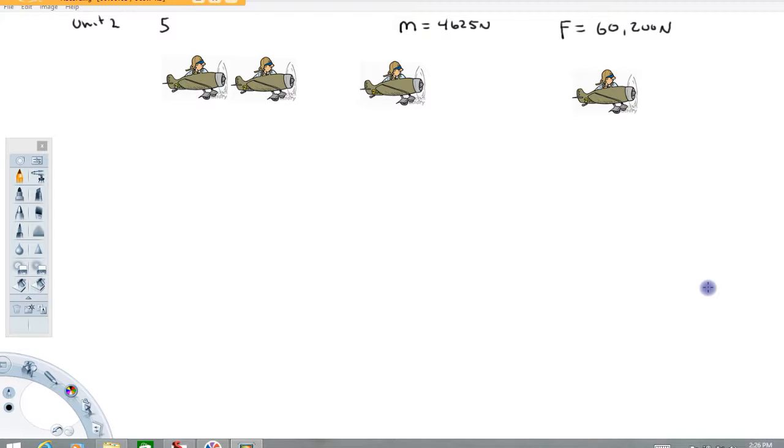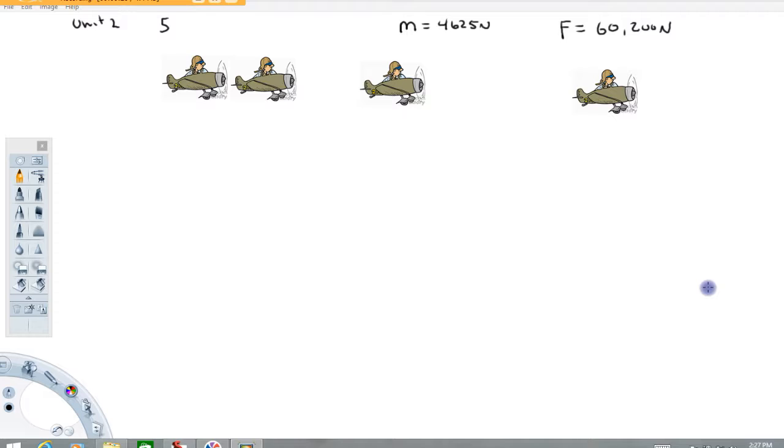The purpose of this video is to help you out with number 5 in unit number 2. It says, a jet aircraft with a mass of 4,600 some kilograms has an engine that can exert a force around 60,000 newtons. Part A, what is the jet's acceleration? Part B, what is the jet's speed after it accelerates for 9 seconds? Part C, how far does it go after 9 seconds?